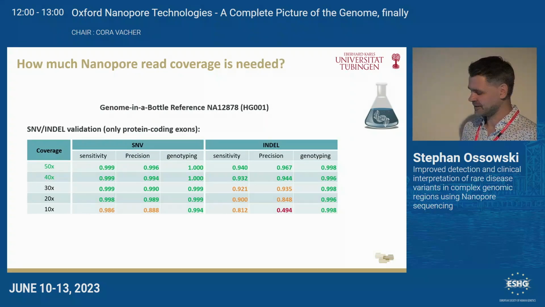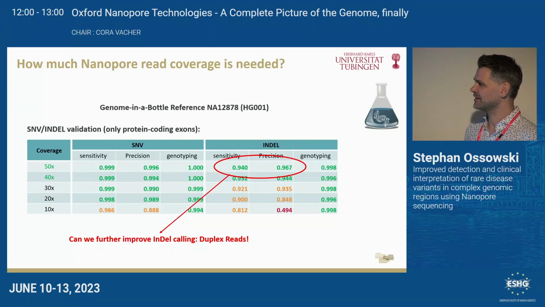And as I said before, you have to go deep. With 40x, you already reach, for the indels, a pretty good sensitivity and precision on coding, and for SNVs, well, you only need 20x. But that's one of the reasons we go for these 40x or 50x coverage, to make the indels better.